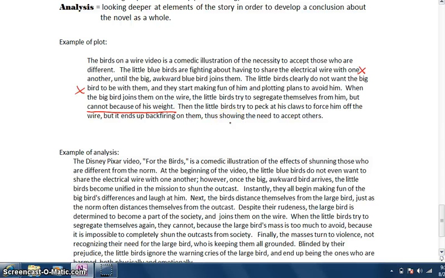Then the little birds try to peck at his claws to force him off the wire, but it ends up backfiring on them, thus showing the need to accept others. All right, going back to this, they cannot segregate themselves because of his weight. The author doesn't go far enough to actually make this analysis. To make it analysis, the author needs to say something along the lines of, just as in a racial community or when we segregate others in our community, we can't because they're always going to be there and we need them in this community. Somehow to tie it back to this idea of segregation.